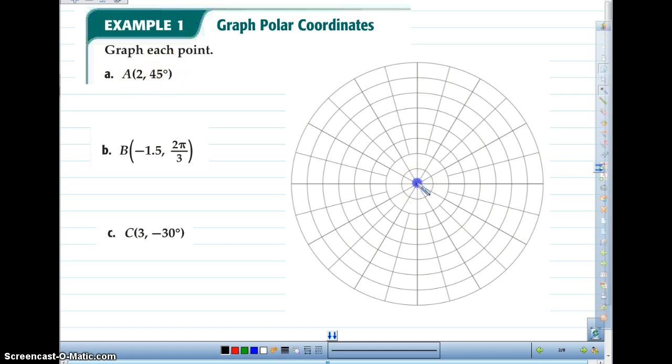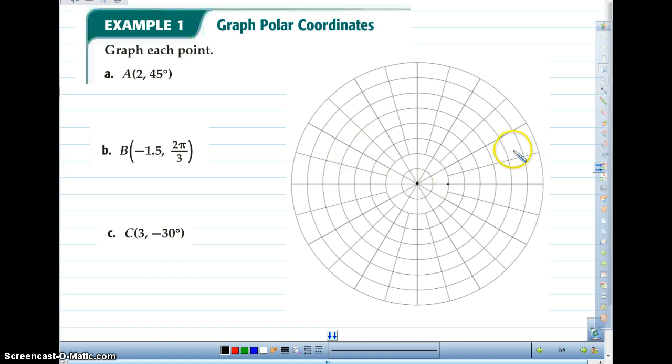So since my radius is positive, I start at the pole and I go on the positive side, 1, 2. That means I'm going to be on this second ring, and I'm going to start on the positive side before I do my rotation. It's important to know where to start before you begin rotating. So since I know I'm starting here on the positive side, and I'm going to rotate a positive 45 degrees, that means to go counterclockwise.